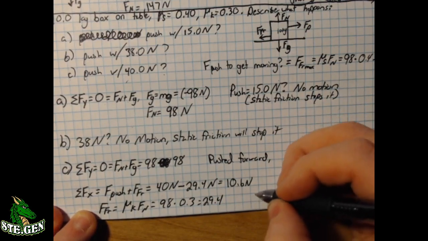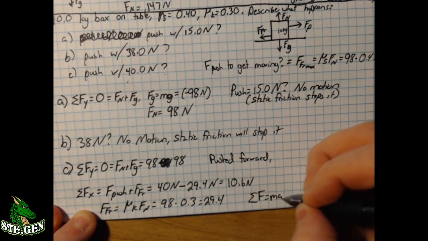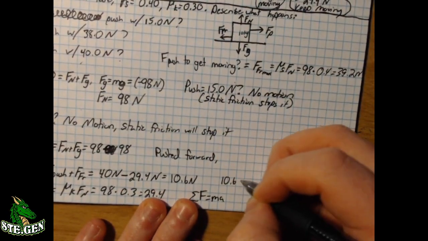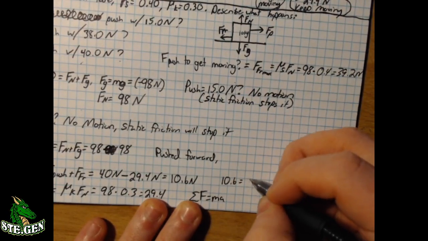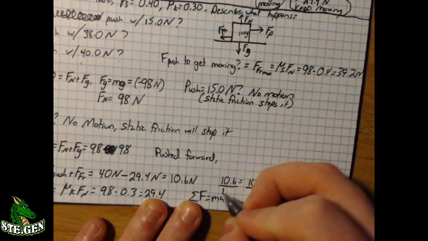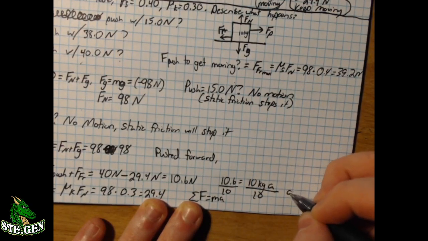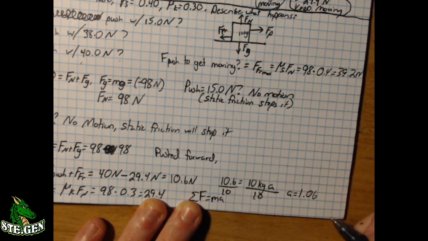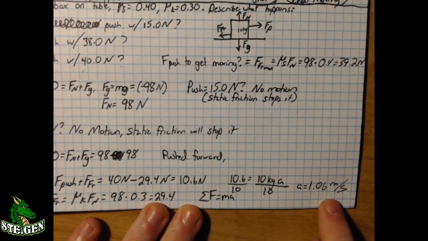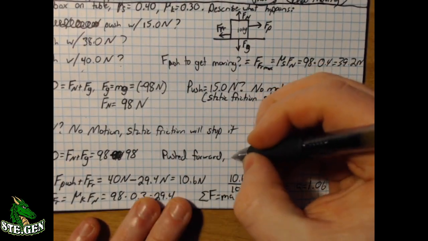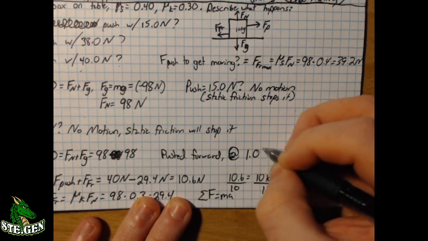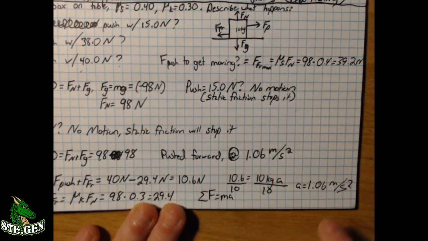But we also know from Newton's second law that the sum of the forces is equal to the mass times the acceleration. If we know 10.6 is the sum of the forces, and we know our mass is 10 kilograms, we can solve for our acceleration. So not only will it be pushed forward, it will be pushed forward at 1.06 meters per second squared.